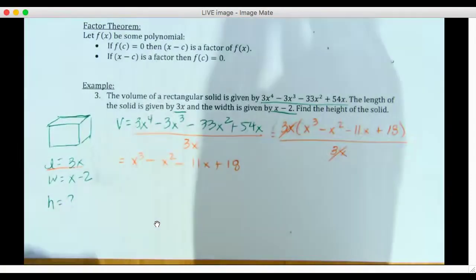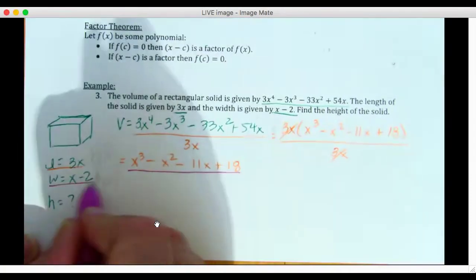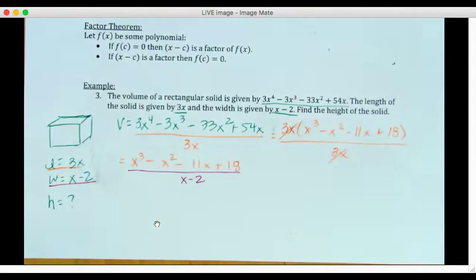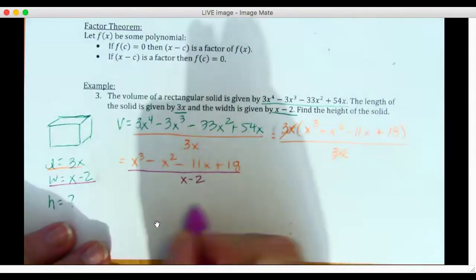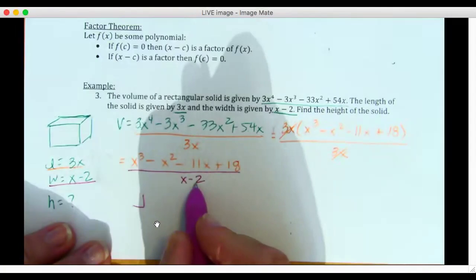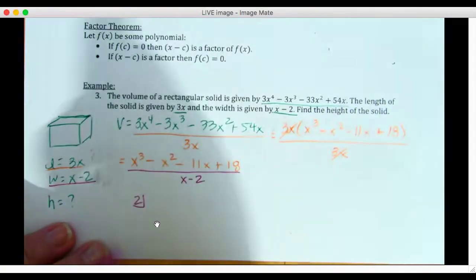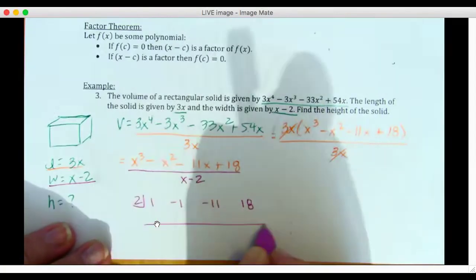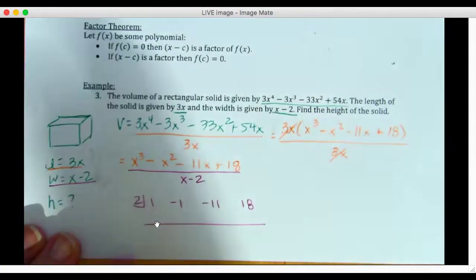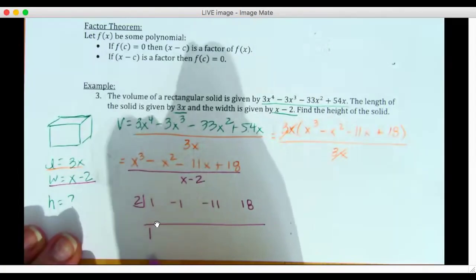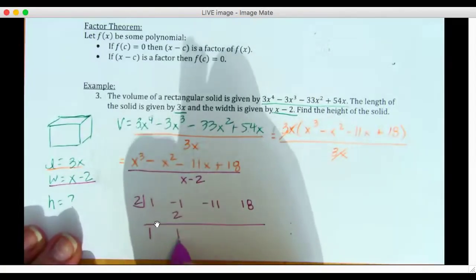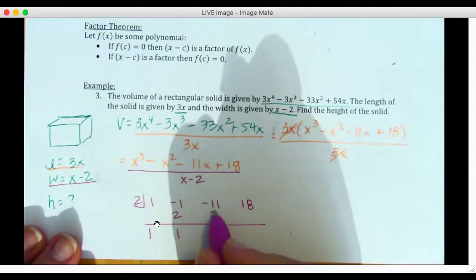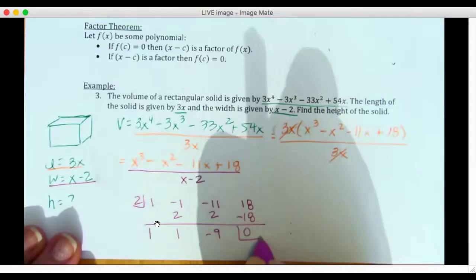And now I'm going to want to divide by my width. So I can either use synthetic division or long division to divide here. I'm going to go ahead and use synthetic division. In my box, x minus 2 set equal to 0 would give me 2. And then I have 1, -1, -11, and 18. And I don't need any placeholders because there's no missing terms. Bringing my 1 down, 2 times 1 is 2. -1 plus 2 is 1. 2 times 1 is 2. -11 plus 2 is -9. 2 times -9 is -18, and that gives me a remainder of 0.